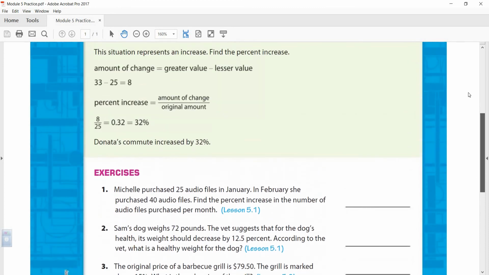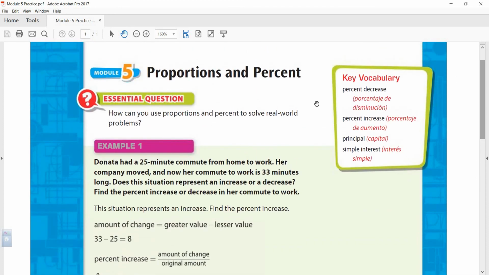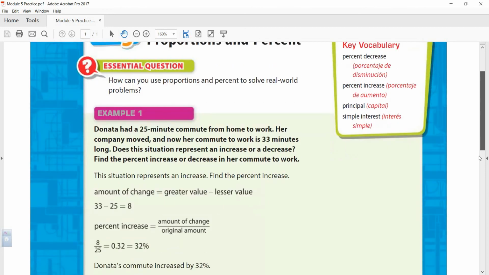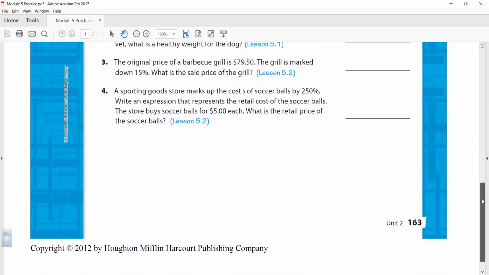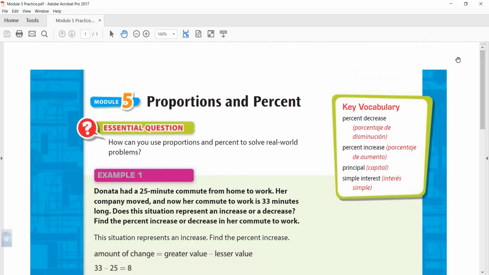All right, so that is a quick review of Module 5, Proportions and Percent. By the way, that was page 163 in the Math 7 textbook. All right, I hope this helped you to review these ideas of percent increase, decrease. We didn't talk about principal and simple interest in these examples. We'll do that next time.